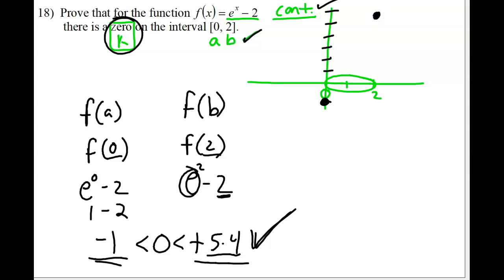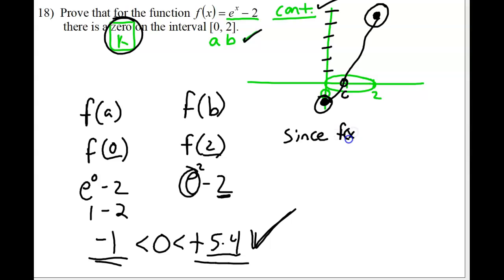Well, if this is a continuous line, which means I have to connect this dot to this dot with one continuous line that has no holes, gaps, or jumps, as you guys can see, somewhere along there, at some value of x, we'll call it c, the y value has to equal 0, right? And so this is how we write our answer.